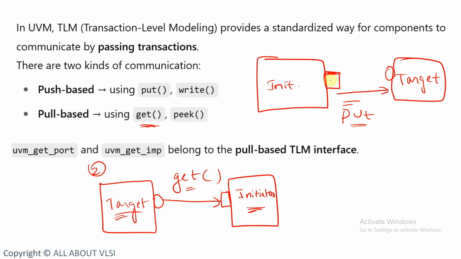If the data is flowing from the initiator to the target, in those cases you are going to use push based ports, that is the put port. Whereas if the data is flowing from the target to the initiator, there you are going to use pull based ports. So these are the differences which you can follow. When we were discussing, it may be a put port or it may be a get port.